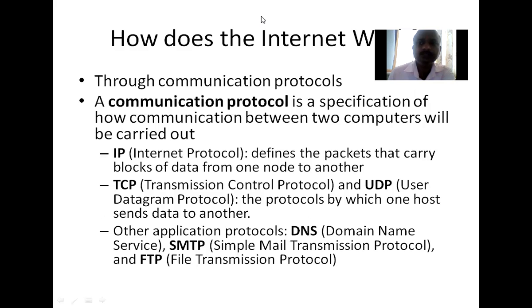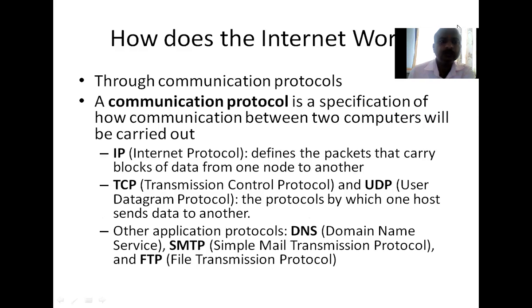So how does internet work? Through communication protocols. There are a number of communication protocols such as TCP protocol, UDP protocol. A communication protocol is a specification of how communication between two computers is carried out. So first protocol is internet protocol, that is IP, which defines the packet that carries a block of data from one node to another node.